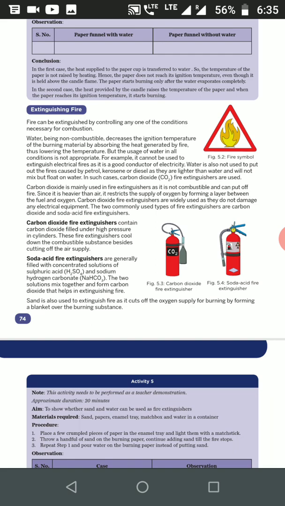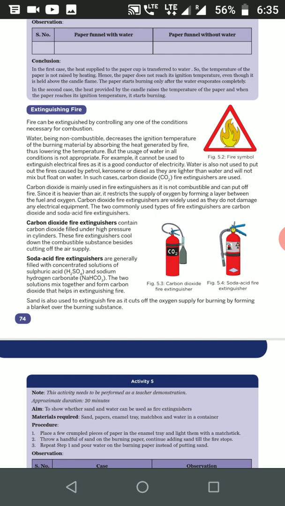But water, being non-combustible, decreases the ignition temperature of the burning material by absorbing the heat generated by the fire, thus lowering the temperature. But we cannot use water in all conditions. We cannot use water when electric fires are there, because it is a good conductor of electricity.